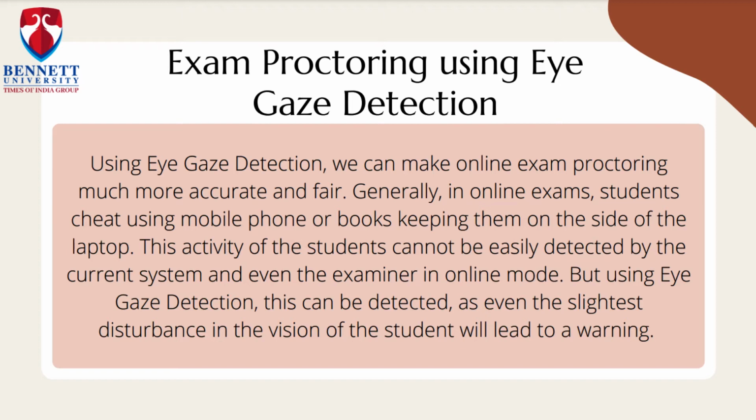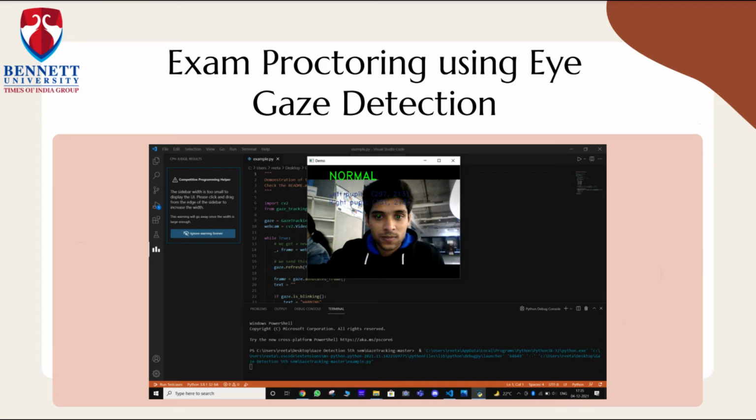Let's understand how we achieve this. As you can see in the image, we use the concept of calibration. First of all, we set the calibration on the screen. If the person is looking inside that calibrated box, then till then the person is safe, like he is not indulged in any kind of unfair means. As soon as he looks out of this calibrated box, this means something mischievous, something unfair is being done. So the slightest disturbance in the vision of the student will lead to a warning.